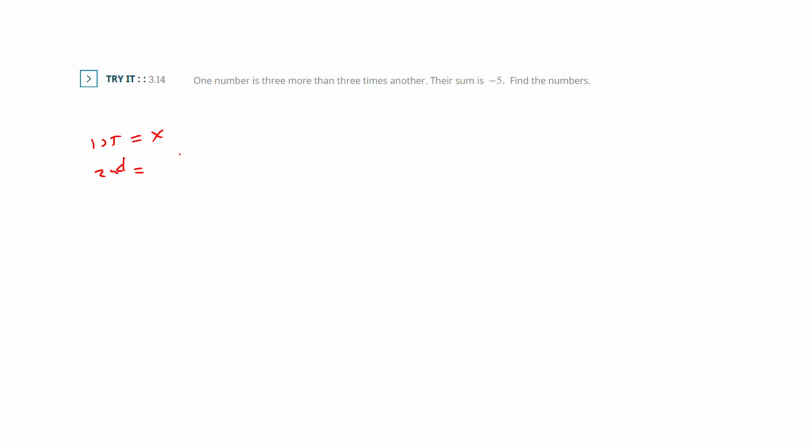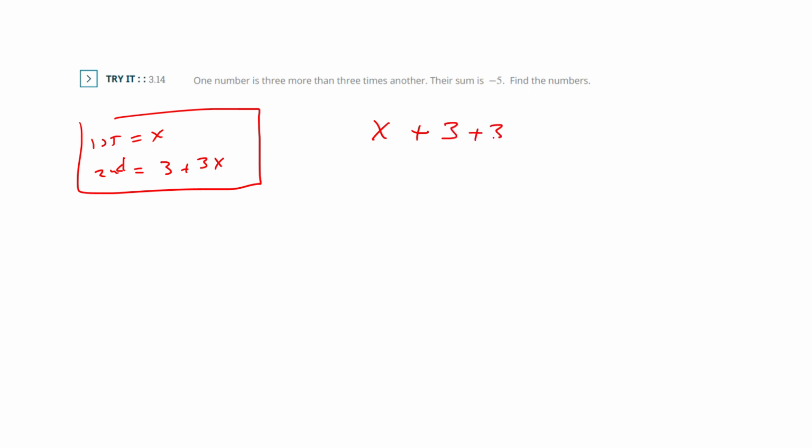Okay, so I'm going to build off of this one. The other number is 3 more than 3 times the one that I said is I don't know. So I can build that second off the first. If you add them up, and I know this is strange, but all of this is the second number. It's in math language, but all of that is the second number in there. Sum is negative 5.